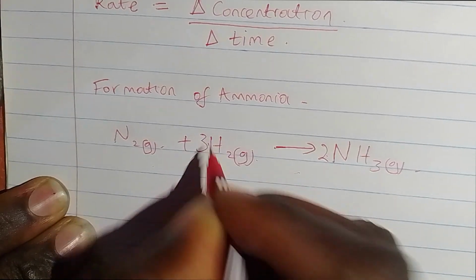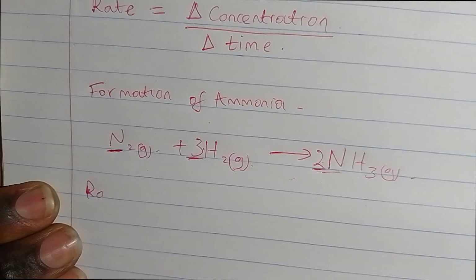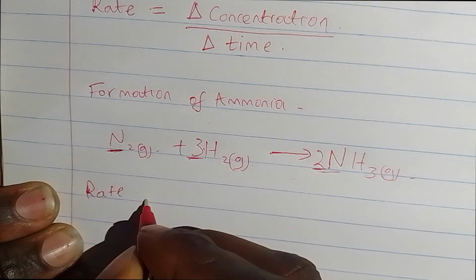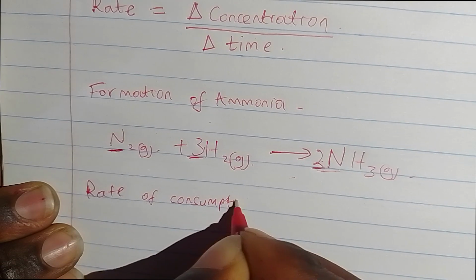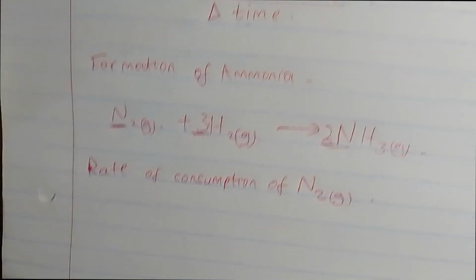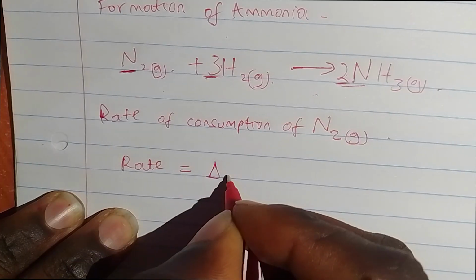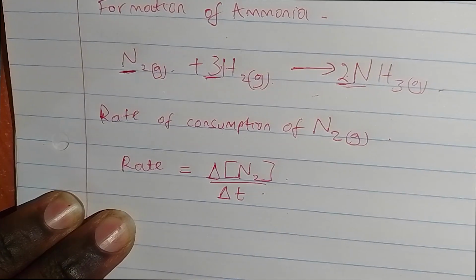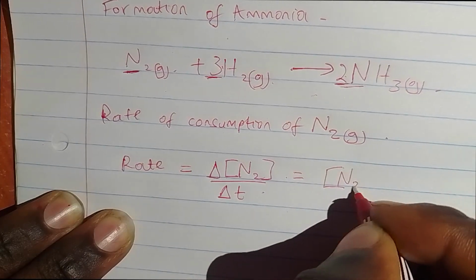Now, if you want to get the rate of, let's say, ammonia NH3, or let's say nitrogen, the rate of consumption of nitrogen gas, we can say that its rate will be given by the change in concentration of nitrogen gas divided by the change in time.